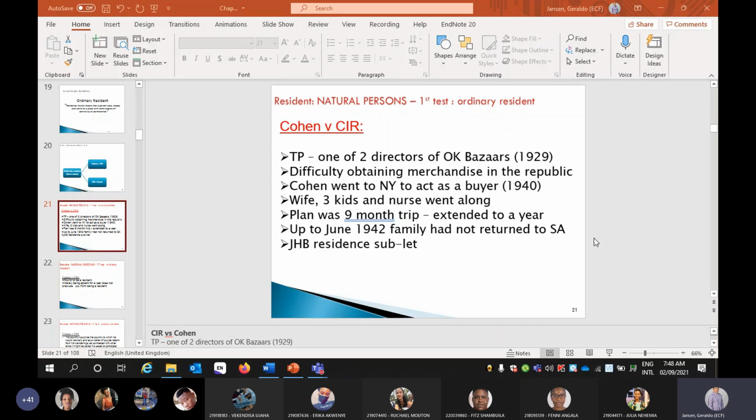Remember, we said when we talk about the Republic, we are talking about South Africa. And then it was decided that Mr. Cohen, who is one of the directors, would go to New York to act as a buyer on behalf of the company. So Cohen, and that was now in 1940, had to move to New York to act as a buyer for the company.